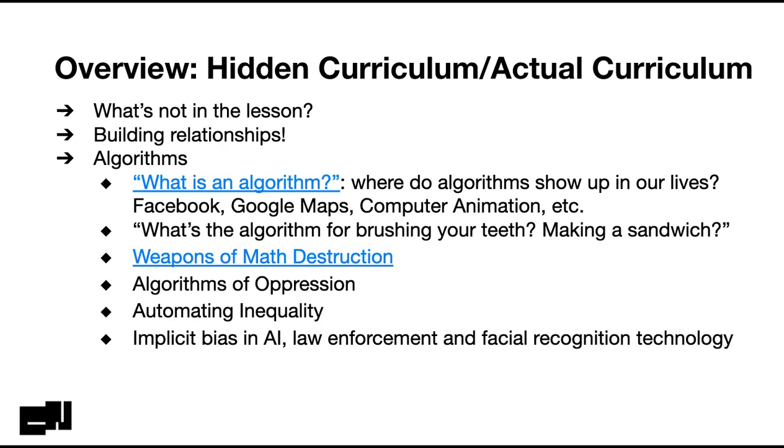So on that note, I've provided a few resources to talk about algorithms with students. Volunteers might produce other examples as well. The first example here is a link to a Khan Academy lesson. It talks about different examples of where algorithms show up in our lives. So things like the Facebook newsfeed algorithm, or Google Maps, or Pixar using rendering to display computer animations.